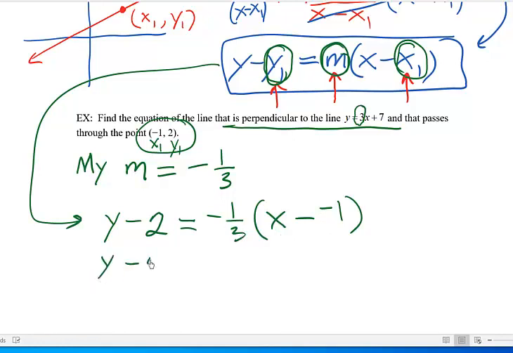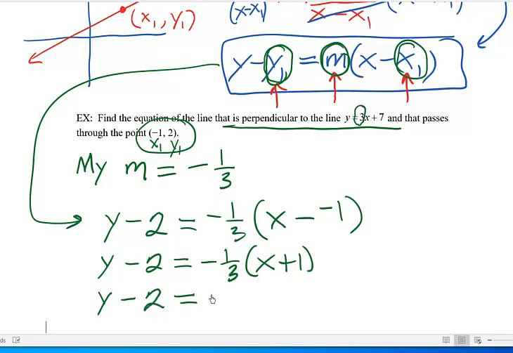Well, I think I would clean up those two minus signs, making that x plus 1. And then parentheses. I don't have any parentheses in my final answers to these problems, so I should distribute that negative 1/3 to deal with that. Negative 1/3 times x is negative 1/3 x, negative 1/3 times 1 would be minus 1/3.